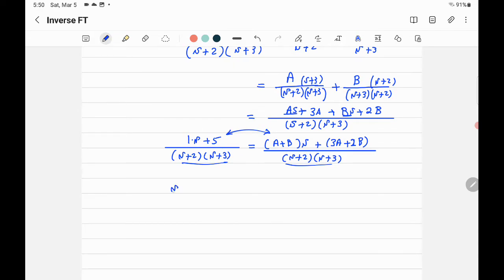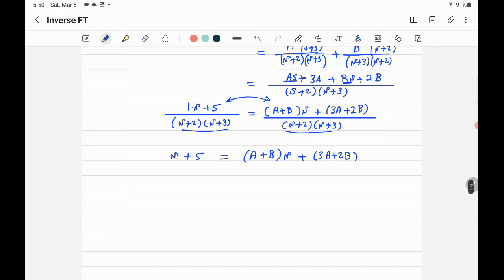So you can write s plus 5 equal to (a plus b) s plus 3a plus 2b. So the top part equals the top part. This term is equal to this term, so here we have 1. So you have 1 is equal to a plus b. That's the first equation. The second one, 5 equals this constant term. So 5 is equal to 3a plus 2b.